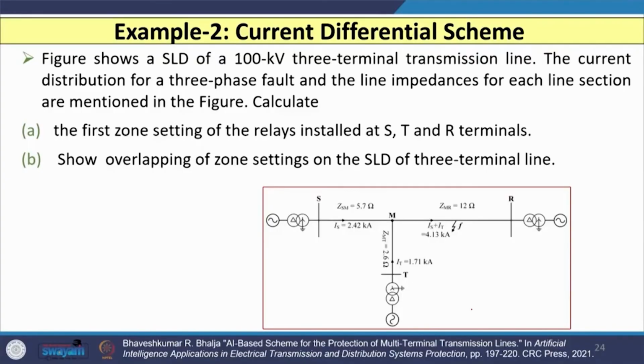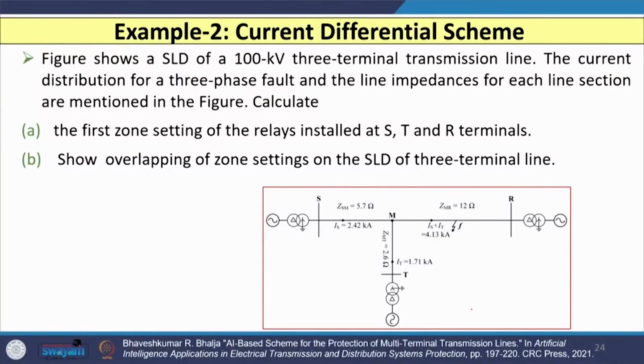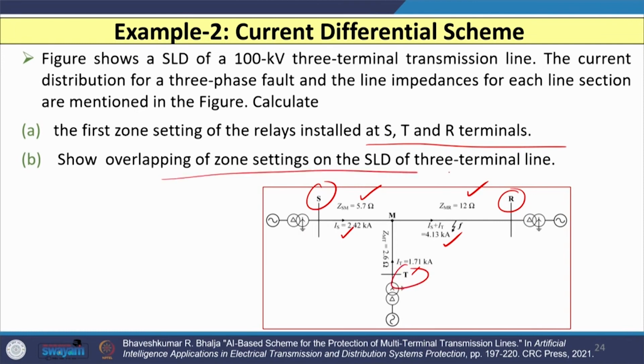If I consider another example for current differential scheme, let us consider one single line diagram of a 3 terminal transmission line, that is a 100 kV line, and the current distribution and the impedances are shown here in the figure. You can see we need to calculate the first zone setting of the relay installed at each end, that is substation S, substation R and substation T, and in the second case we have to draw the overlapping zones on this diagram itself, showing them for the 3 terminal transmission line for all the relays located at S, R and T.